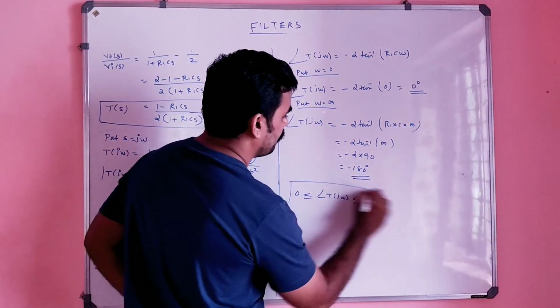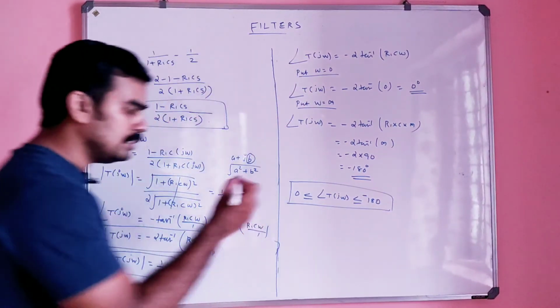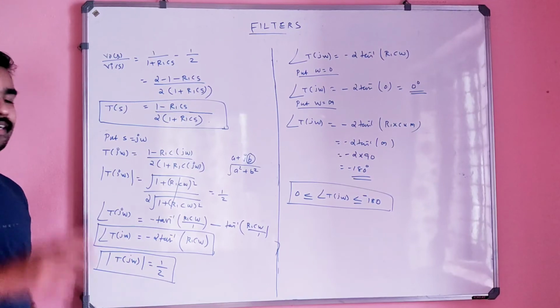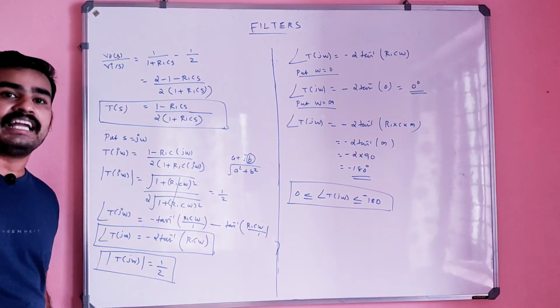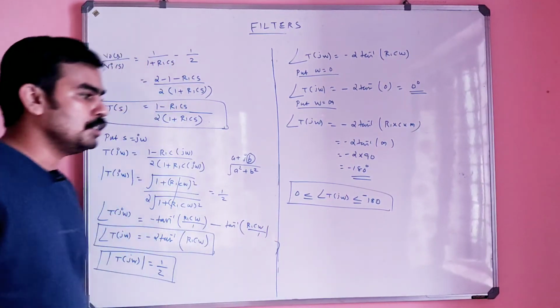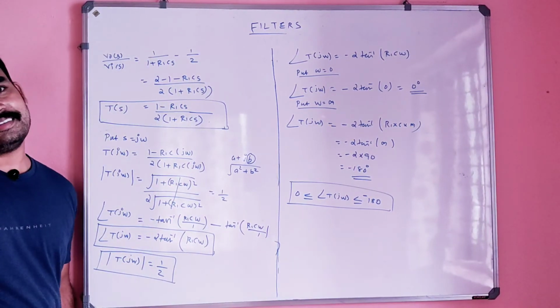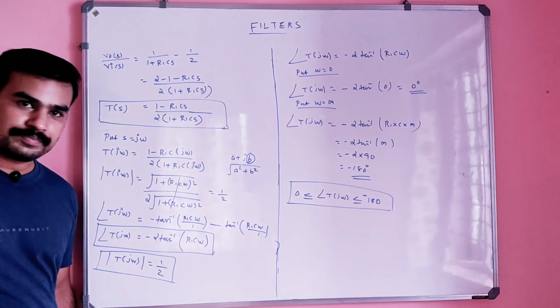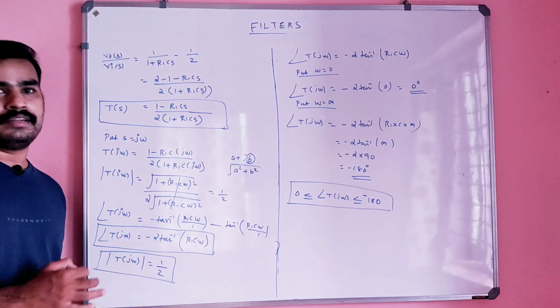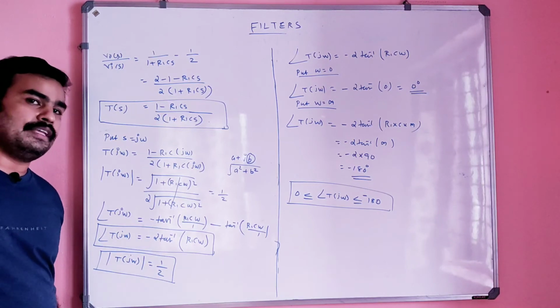Or we can say that the angle ranges from 0 to minus 180 degree. This is a very important question. You may expect a one-word question from this concept: what is the phase angle range of all pass filter? 0 to minus 180 degree is very, very important. Is it clear? So that is the concept of all pass filter. All pass filter is very, very important.